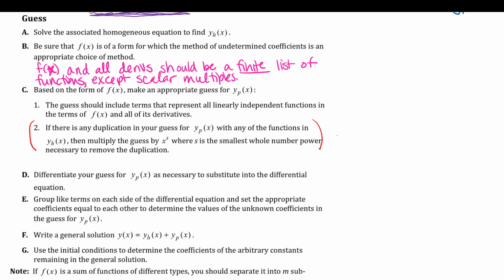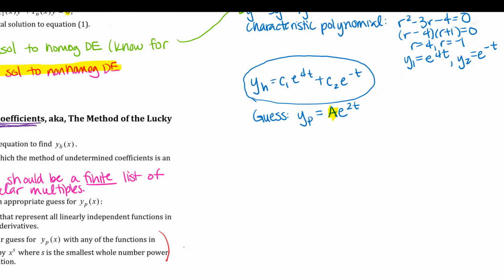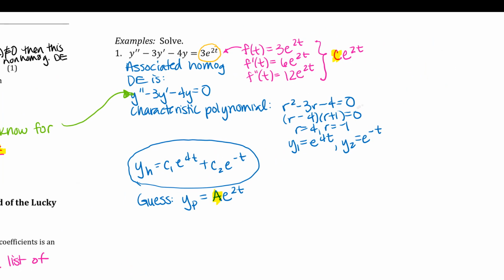So it says if there's any duplication in your guess for yp with any of the functions in yh, then you're going to multiply your guess by x to the s. S is this letter our textbook uses here, where s is the smallest whole number power necessary to remove the duplication. So that doesn't happen in this problem, but the reason is I look at this e to the 2t function that I've got here as kind of this basic building block for my guess, and then I look at the functions that are in my yh, e to the 4t and e to the negative t, and those functions are all linearly independent from each other, so I don't have any duplication here.